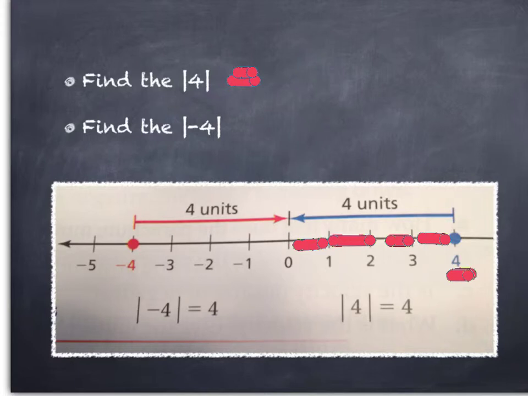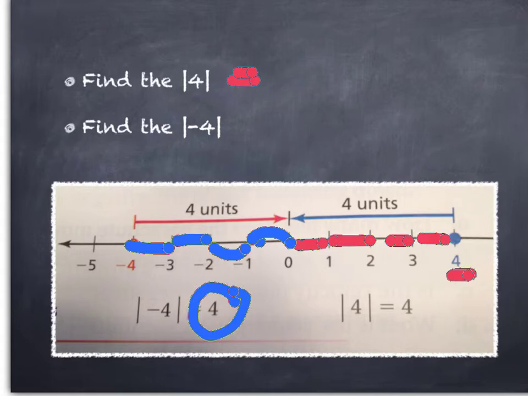Find the absolute value of -4. Find -4 on the number line, and how many units is it away from 0? Well, 1, 2, 3, 4. So the absolute value of -4 is 4.